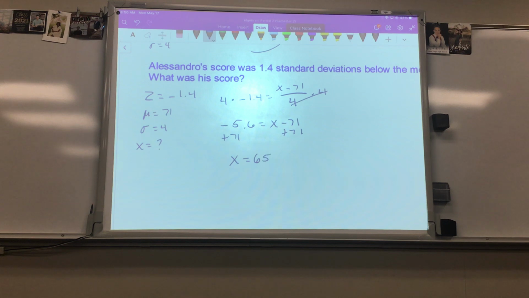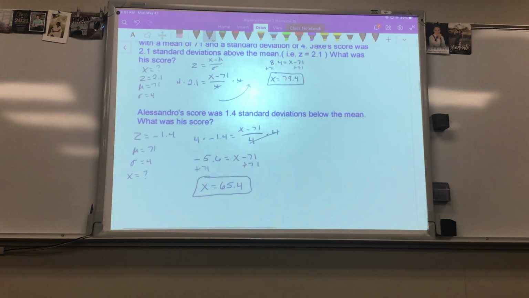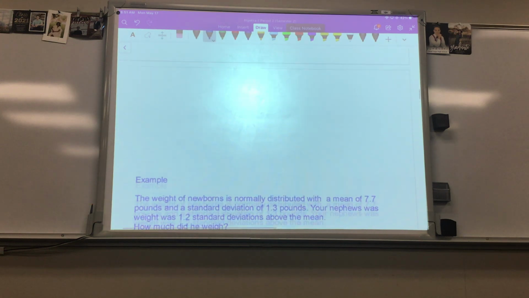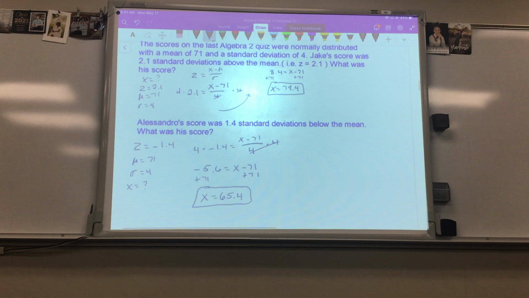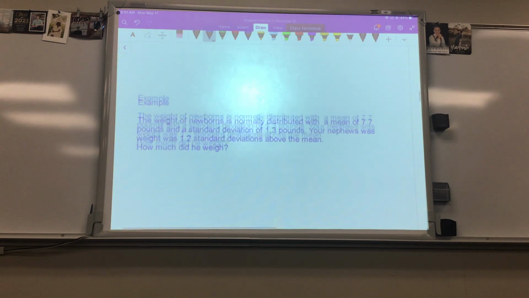65.4. Someone double check that for me. Right? Yeah. So Alessandro scored a 65.4%, right? Questions there? We know 3 of the 4 things, right? And if I know 3 of the 4, I should be able to find that last one, if we have a formula for it, which we do. Questions on those 2? Okay. Let me know when you're good, bud. Okay, go ahead, give that next one a try.